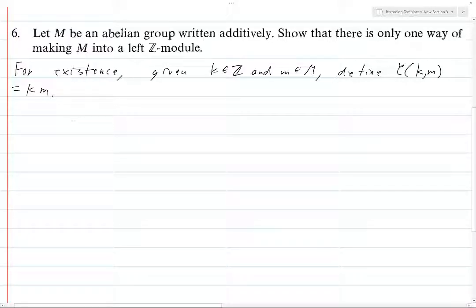If k is a natural number, then it's just m added to itself k times. And if k is a negative number, then it's negative m added to itself |k| times. So it's just the normal way, you just add m to itself k times, basically.